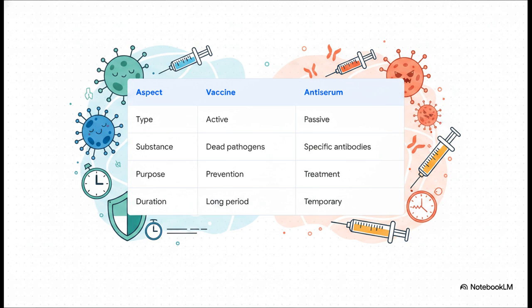For type, a vaccine is artificial active immunity, while an antiserum is artificial passive immunity. For substance, a vaccine is a suspension of weakened or dead pathogens, but an antiserum is a serum already containing specific antibodies. For purpose, vaccines are given before infection for prevention, whereas antiserums are given for treatment when immediate protection is required right now. And for duration, vaccine immunity lasts for a long period of time, while antiserum immunity is strictly temporary and does not persist.